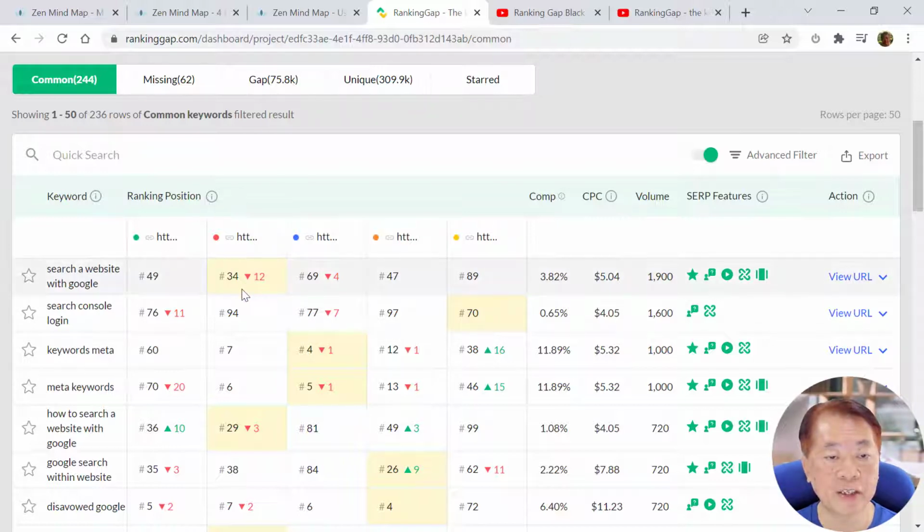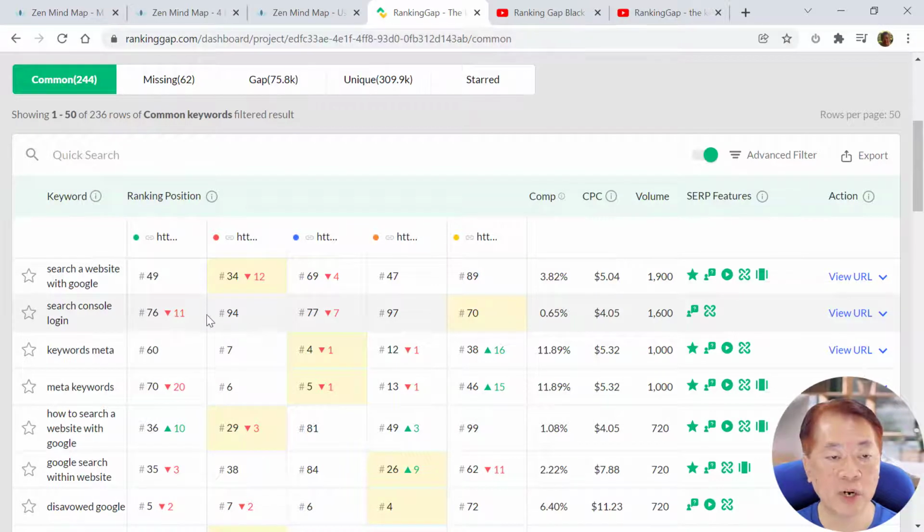Ahrefs is ranking on 34, and they're higher than the rest of the competitors. And Neil Patel is ranking at 49. SEM Rush is ranking on 69, and the others are 47 and 89. So we'll see that the yellow box means that this is the highest ranking among them all.